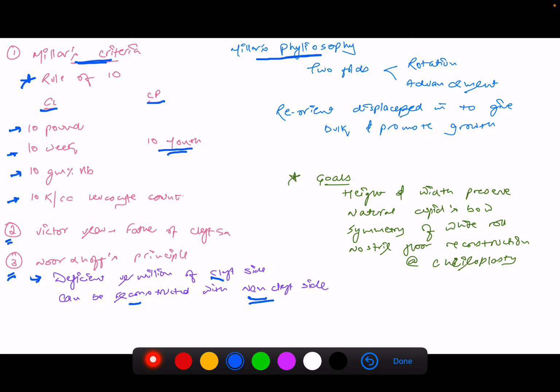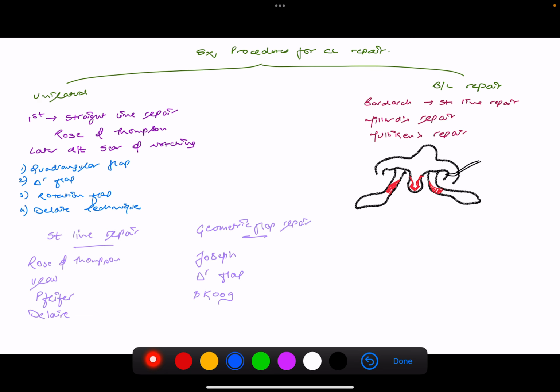Next is Millard's philosophy. Millard's rule is also known as rotation advancement. So basically, he said two flaps, rotation and advancement, should be developed and reorient displaced muscle to give bulk and promote the growth. So goals for cleft lip correction will be preservation of height and width, generation of natural cupid's bow, symmetry of white roll maintenance, and nostril floor reconstruction at the time of cheiloplasty.